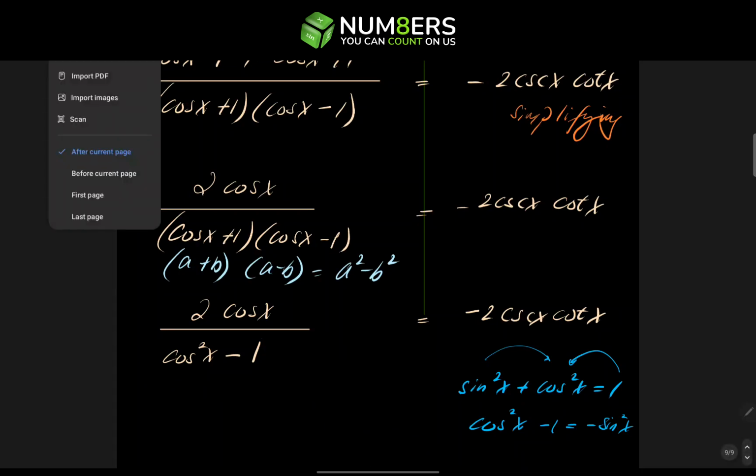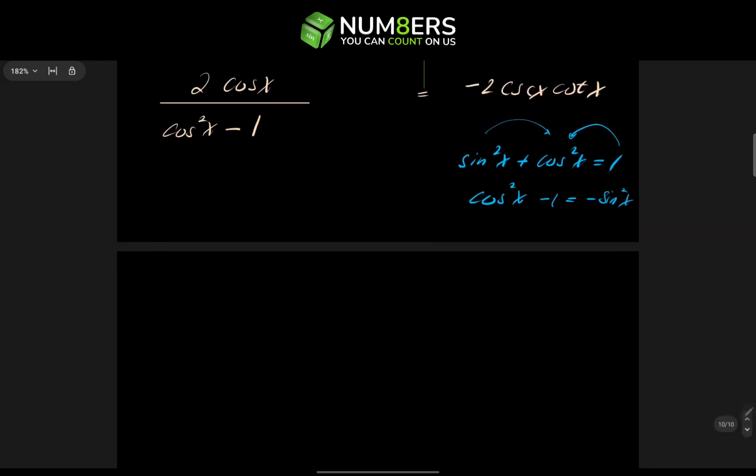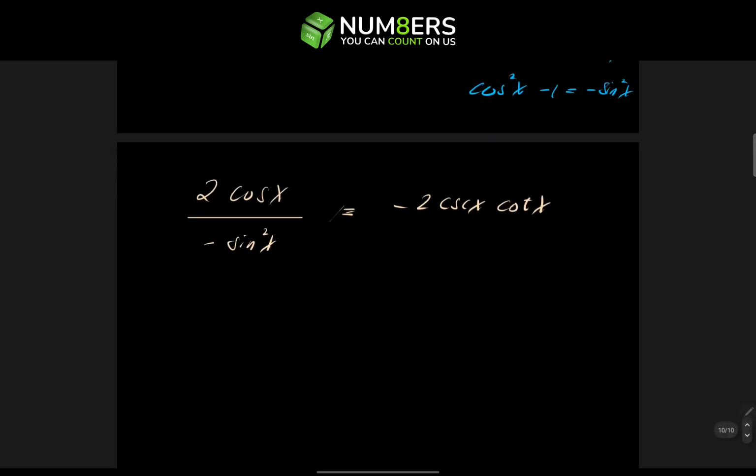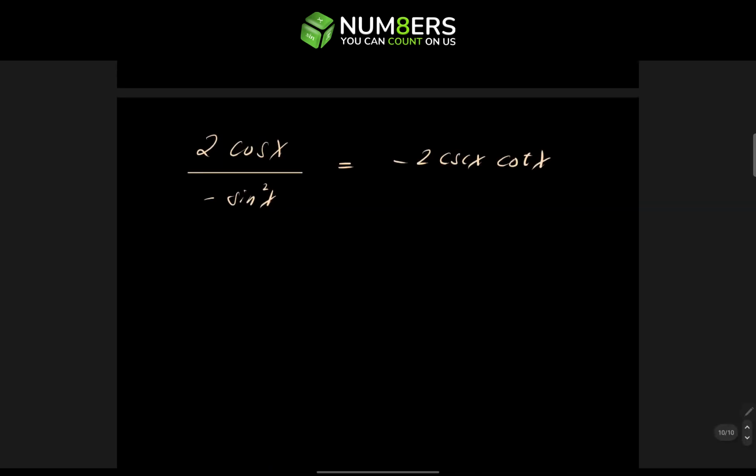So let's write that down. The next step, let's add a new page. So the left side becomes 2 cosine of x divided by cosine squared x minus 1, which is now negative sine squared x. And that's equal to negative 2 cosecant x cotan of x. Let's draw a line in the middle here. Let's go back to this. So we have 2 cosine x over negative sine squared x, and we have to show that this is equal to the right side.